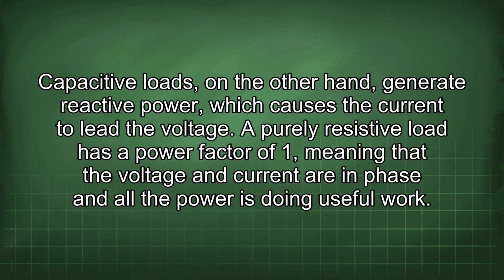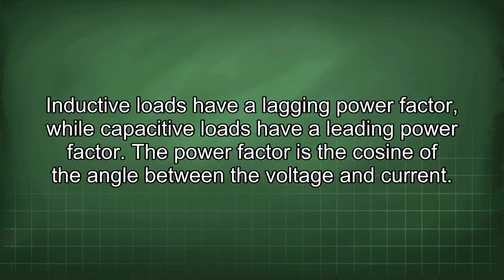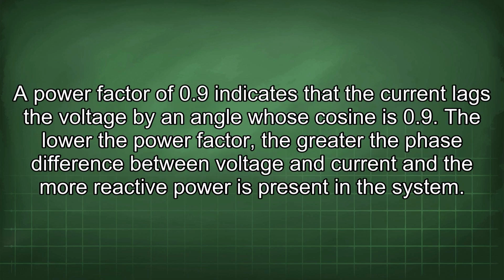A purely resistive load has a power factor of 1, meaning that the voltage and current are in phase and all the power is doing useful work. Inductive loads have a lagging power factor, while capacitive loads have a leading power factor. The power factor is the cosine of the angle between the voltage and current. A power factor of 0.9 indicates that the current lags the voltage by an angle whose cosine is 0.9.